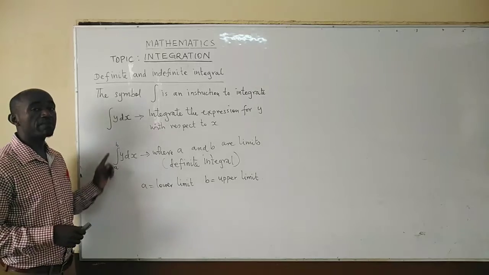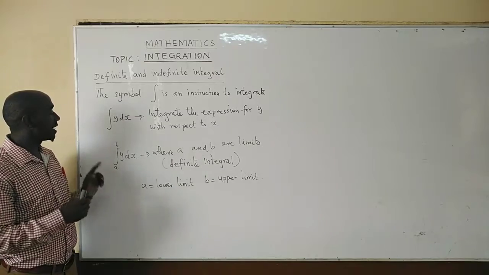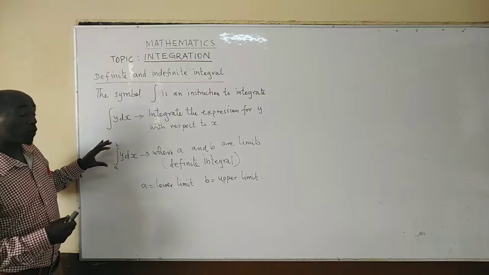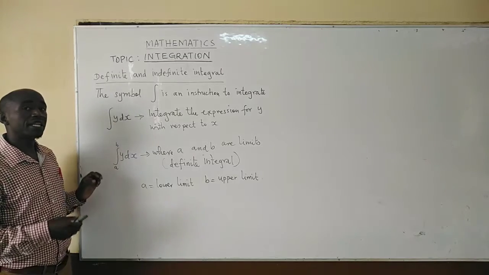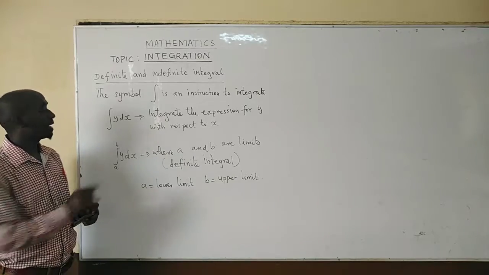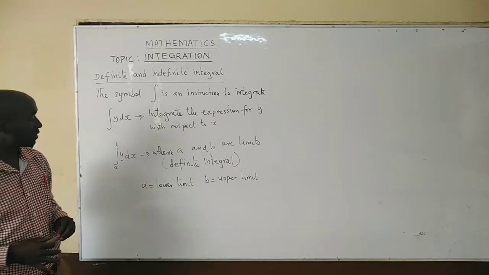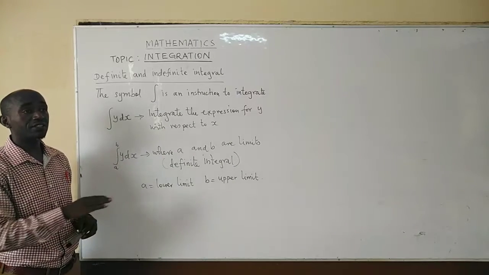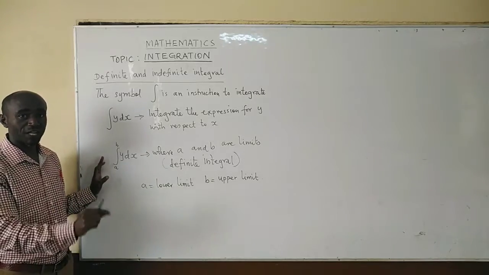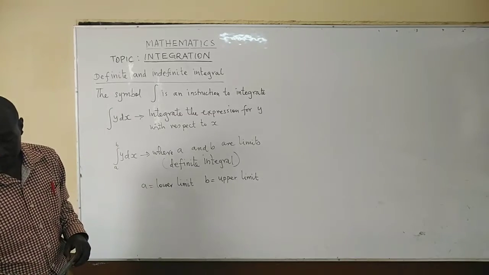But here, remember, a and b are values. A can be, for example, 2, b is 5. So we integrate, then insert. How to insert, we are going to learn that later. If we insert those limits in that integral, we are going to get a particular answer. But for an indefinite integral, we just integrate. We don't insert any values, so we remain with the expression. For a definite integral, we get a specific answer.